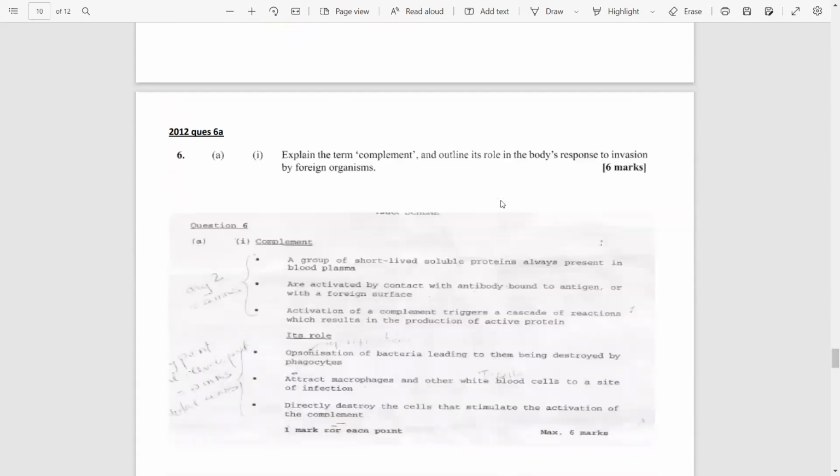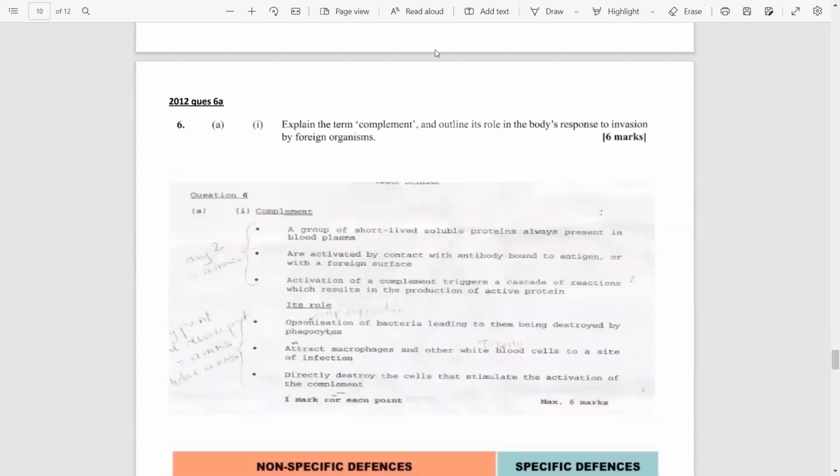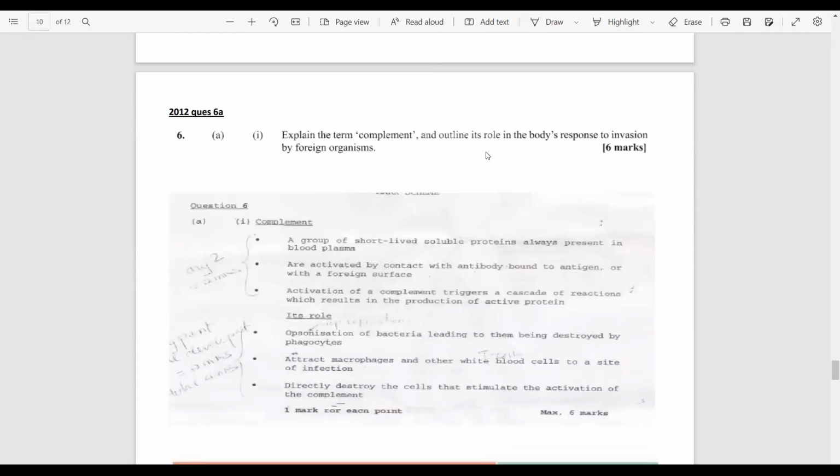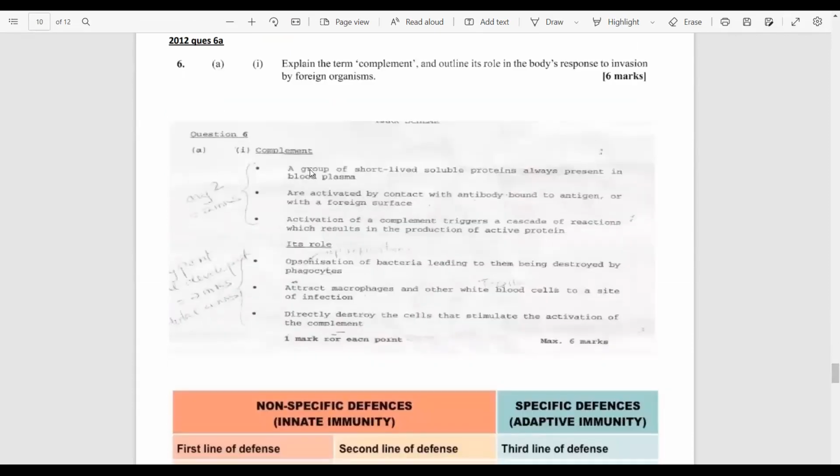So here's a question asking now about the complement system. Explain the term complement and outline its role in the body's response to invasion by foreign organisms. So the complement is a group of short-lived soluble proteins always present in your blood plasma. They are activated by contact with antibody bound to antigen or by a foreign surface. Activation of a complement triggers a cascade of reactions, which results in the production of active protein.